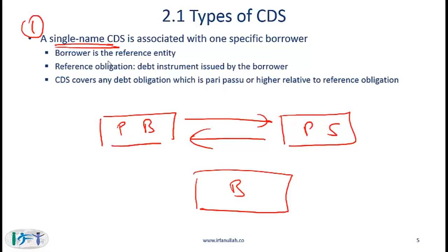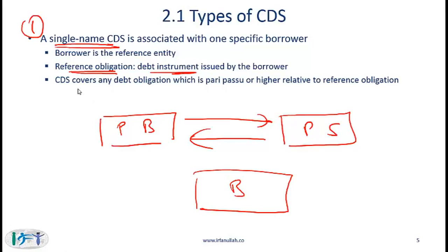The borrower is called the reference entity. Now, the borrower might have issued a corporate bond. So this borrower might be General Electric. General Electric might have issued a particular bond, and if the CDS is on that bond, then the bond is called the reference obligation. It is the debt instrument which has been issued by the borrower.